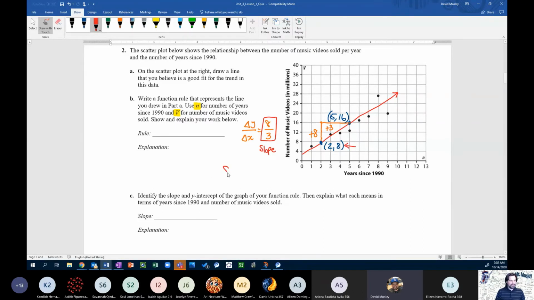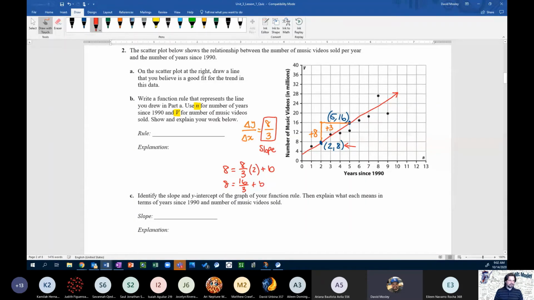And I'm going to say, okay, 8 equals 8/3 times 2, because I have my y value first and my x value in place of x, plus b, which is my y-intercept value. And I'm going to solve for b. All right, 8/3 times 2 is going to be a horrible number. This is going to be 16/3 plus b.